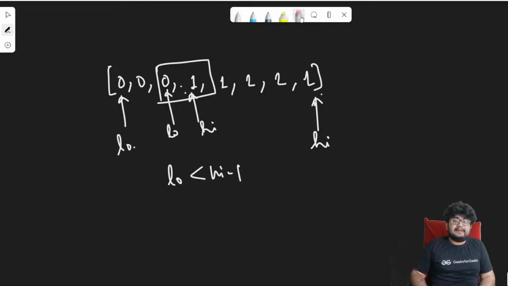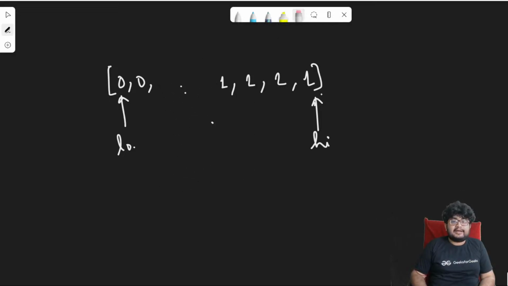So this condition will be low less than high minus 1, because when low equals high minus 1, it should break. Okay, so what do I do now? I will find the mid. At every step I will find the mid. So what is the mid now? There are 1 2 3 4 5 6 7 8 elements. 4 is the mid. 0 1 2 4. So this is the mid.